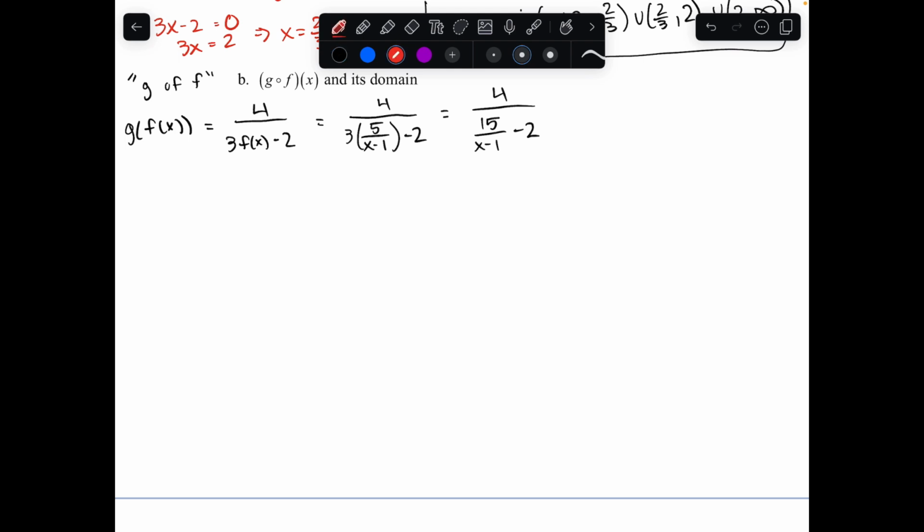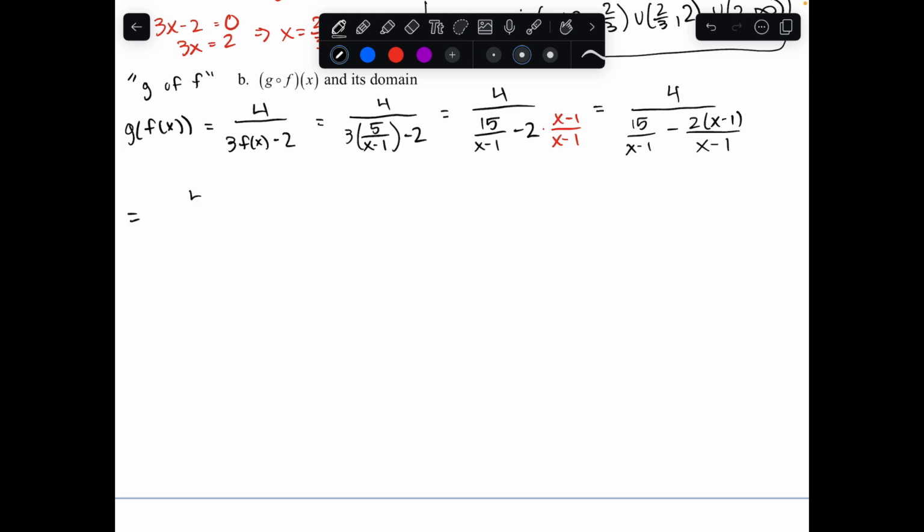Now we're going to use the same trick of multiplying by a fancy 1 to make sure that we can combine the two pieces in the denominator. So I'm going to multiply by x minus 1 divided by x minus 1. This will allow both pieces of the denominator to have the same denominator, and we can combine it. So let's multiply everything through. So we'll have 4 divided by 15 over x minus 1 minus 2 times x minus 1 divided by x minus 1. Now both pieces in the denominator have the same denominator, so we can combine everything.